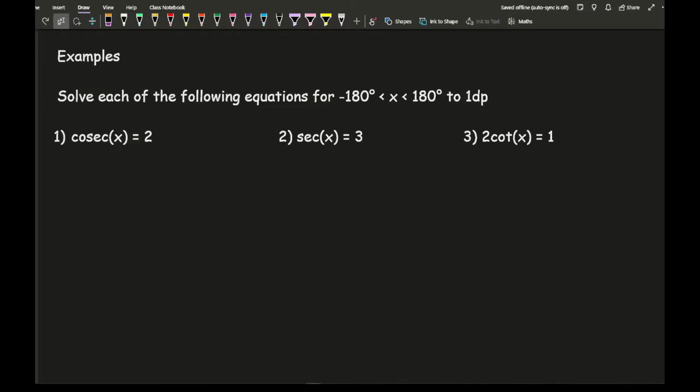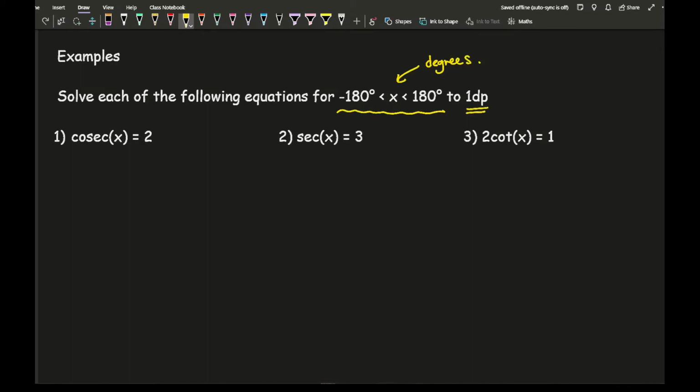So in this first question, we've got cosec x equals 2. Again, we want to make sure that we're reading the question carefully, and we want x as a value in degrees. So we're working in degrees, so whenever you're using your calculator, we need to make sure it's in degree mode, and we're looking for angles that are between minus 180 to 180 and also to 1 decimal point.